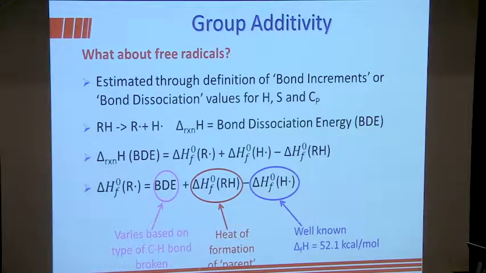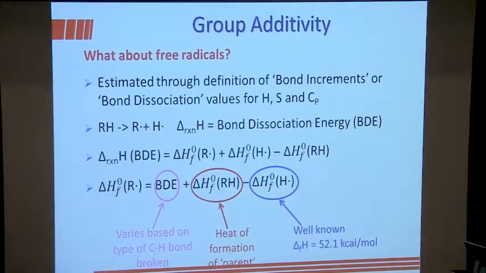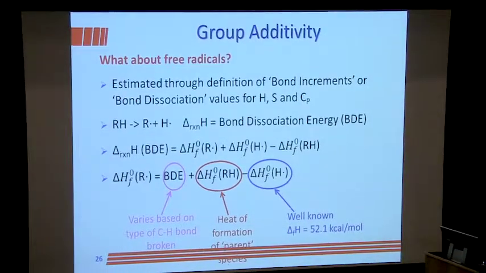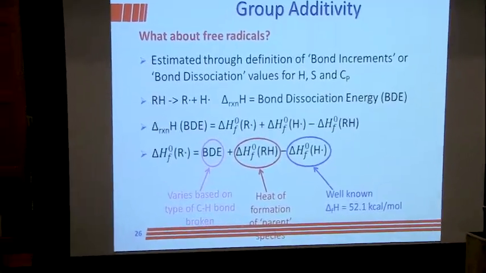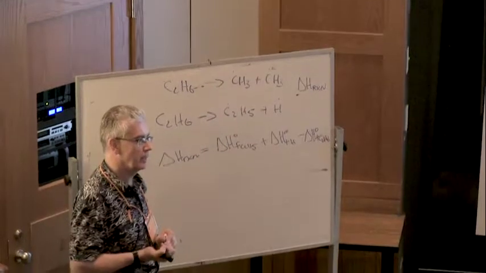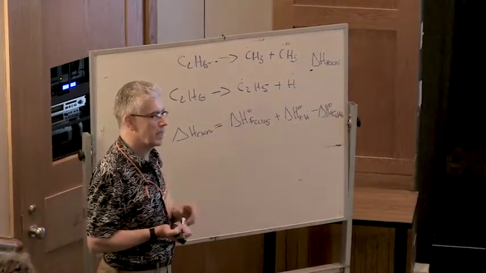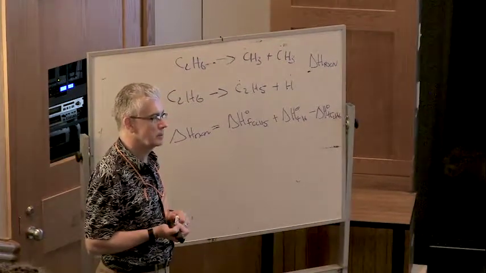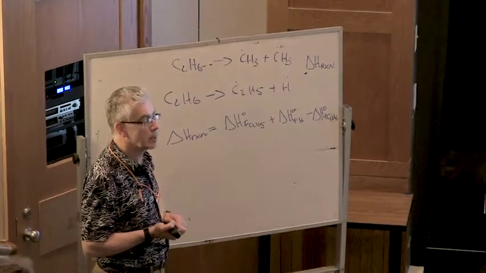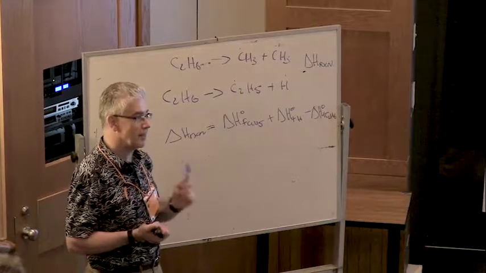We could just as easily write C2H6 gives CH3 plus CH3. Okay, so what's that going to be? Delta H reaction. Bond association energy for the CC bond. Exactly.